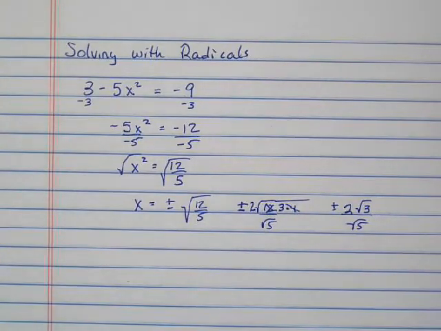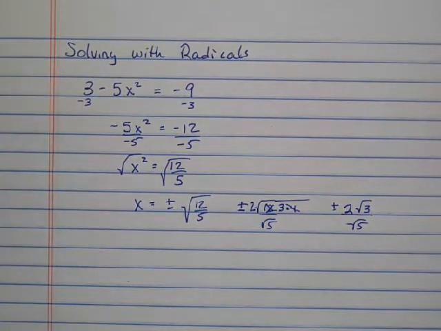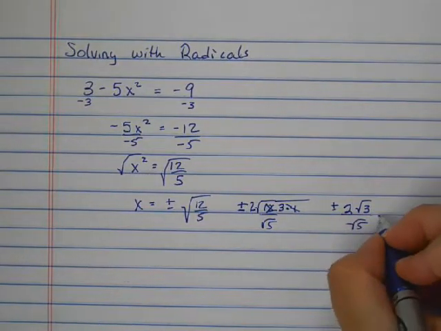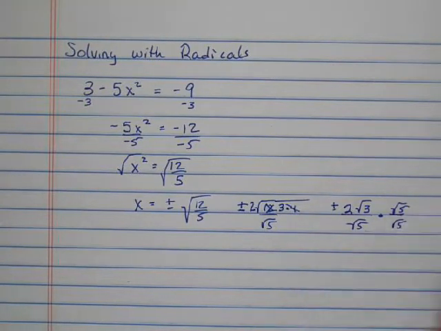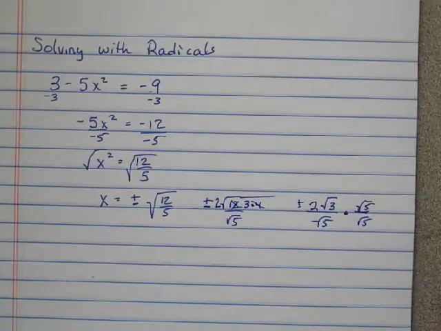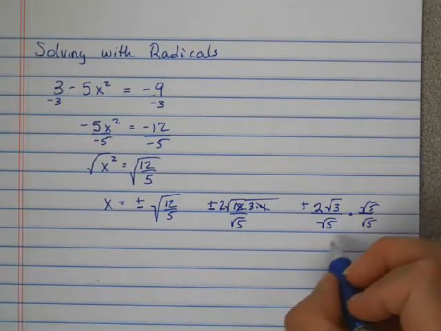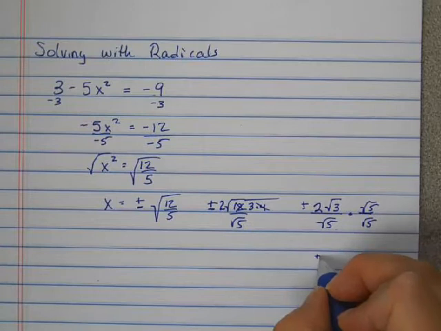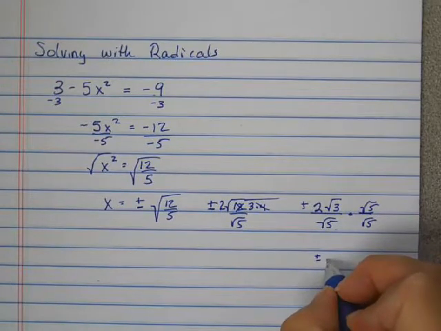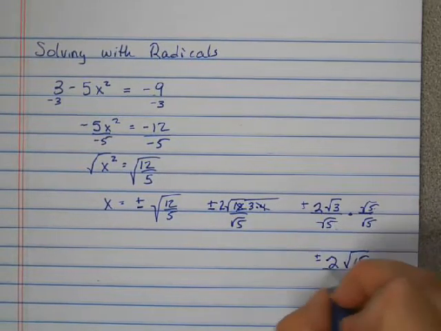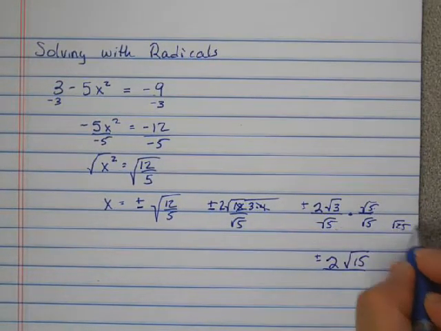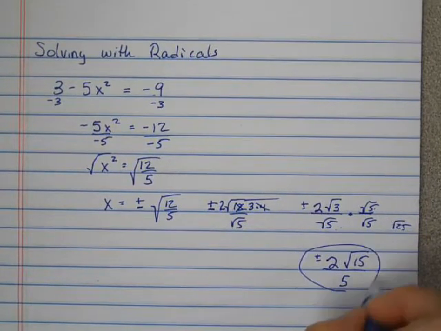And now I want to rationalize the denominator. I have to get the square root out of the denominator. So I'm going to multiply by the big one. And in this case, the big one is going to be the square root of 5 over the square root of 5, because I'm trying to get rid of the square root. So on the top, I have plus or minus 2 square root 3 times 5, which is 15. And on the bottom, I have square root 25, which is just 5.